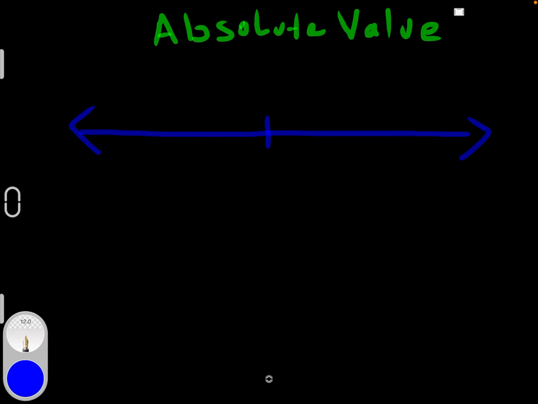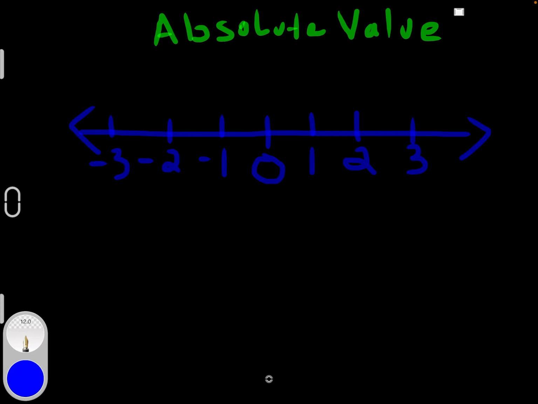During this lesson, we are going to be working on absolute value. Now, absolute value is typically dealing with a number line, so I'm going to construct a number line real quick, just some numbers. I'll just go 0, 1, 2, 3, and then on my left side, I know those numbers are going to be negative, so -1, -2, and -3.